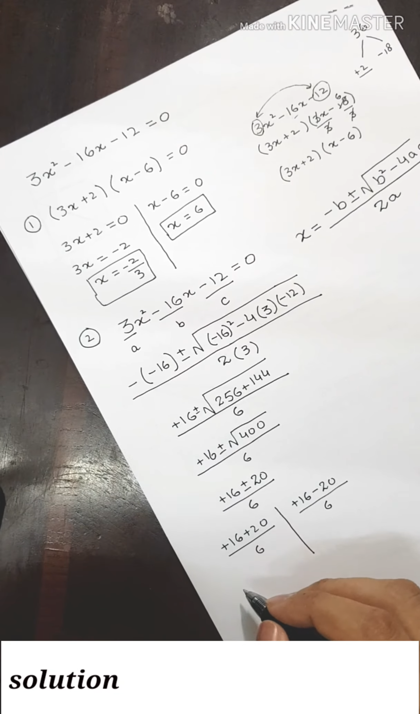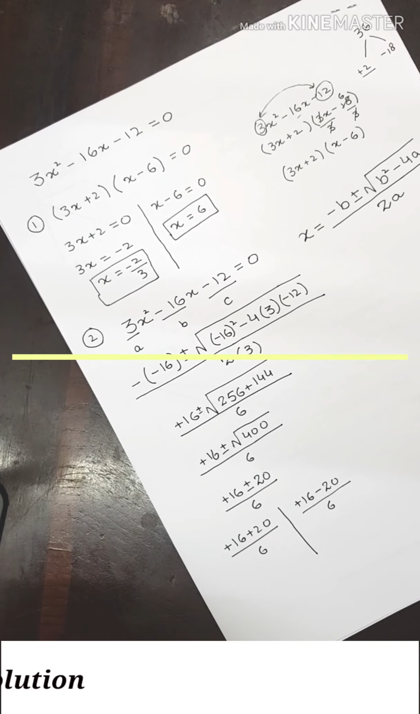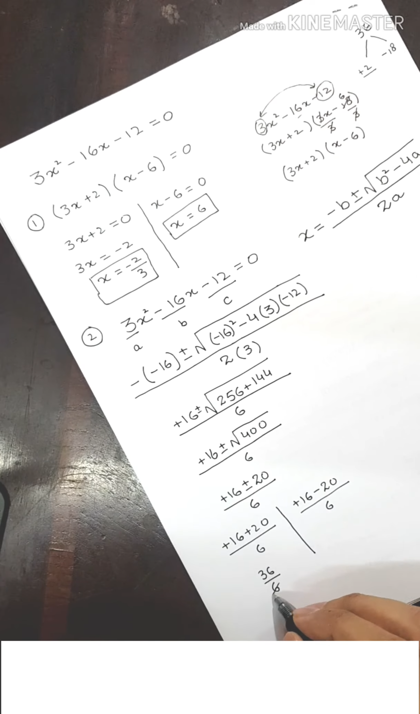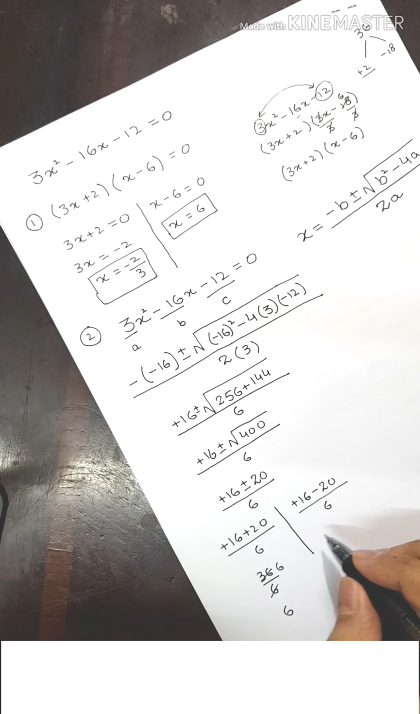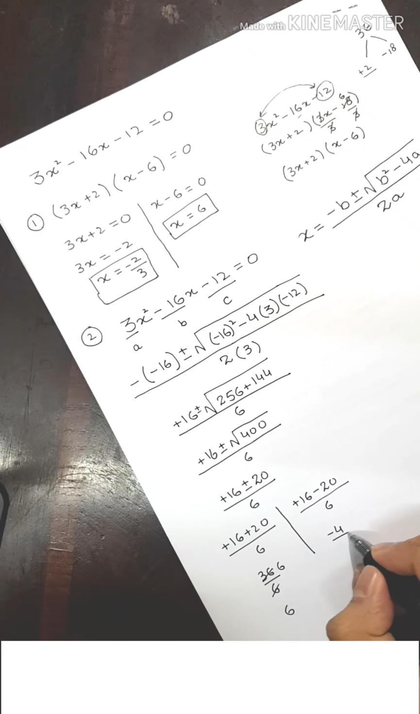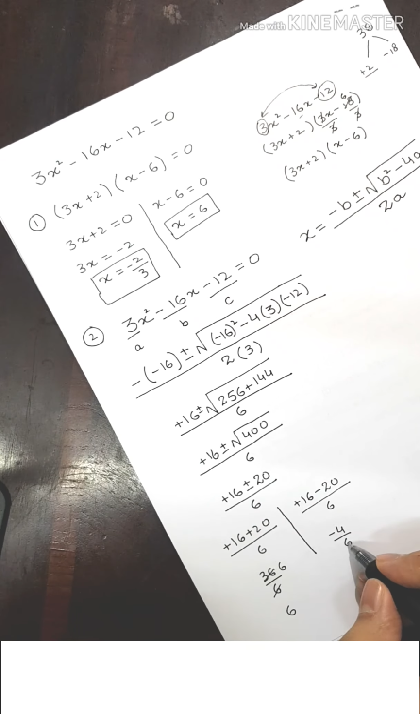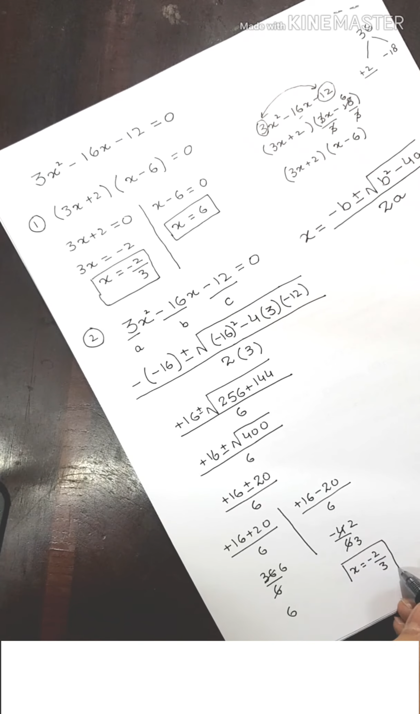So when you simplify this, as the first part you will get 36 over 6, and 6 times 6 is 36, so the first value will be 6. On the other side it will become minus 4 over 6, as 16 minus 20 is minus 4 over 6. Further you can simplify, don't leave your answer in unsimplified form. 2 threes are 6, 2 twos are 4. So here the value of x will be minus 2 over 3.